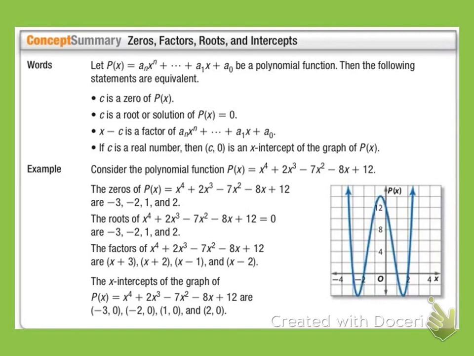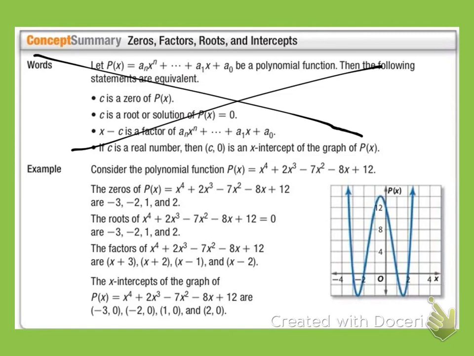First off, the words to this, we don't need them. This all makes much more sense with an actual example. This is where we're going to play a big game of connect the dots, connect everything we've learned, see how it all makes sense and connects. Here we go. Your function for this example is x to the 4th plus 2x cubed minus 7x squared minus 8x plus 12. When you graph that, it looks like this. Leading coefficient on this graph is what? Positive or negative?